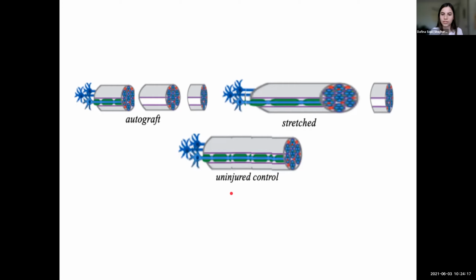And then we also have the stretched, which is the proposed solution from the Shaw lab. And we will go more into detail with this later. But basically, they stretch the tissue in order to fix this gap instead of using an autograft.